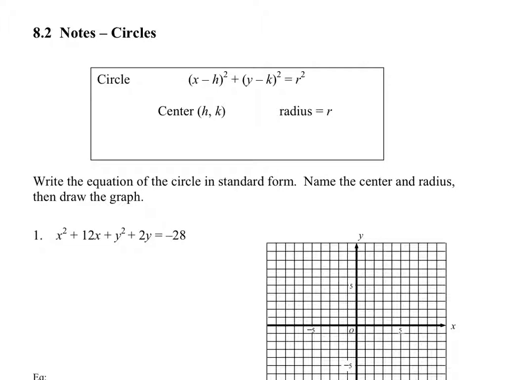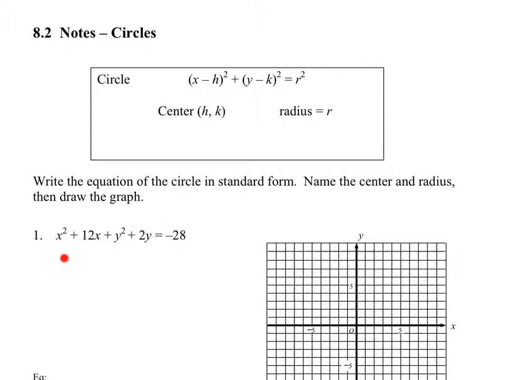All right, this is 8.2 notes on circles, day 2. Yesterday, we were given this equation. You can make any circle from this equation, where the center is h comma k and the radius is r. That is all you need, the center and the radius. So for today, we're going to be rewriting equations.